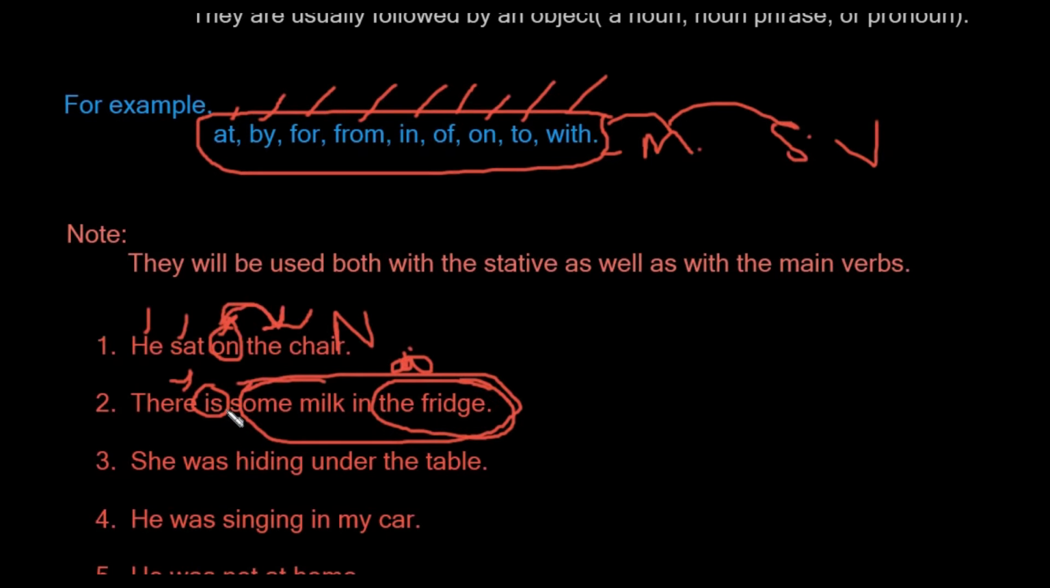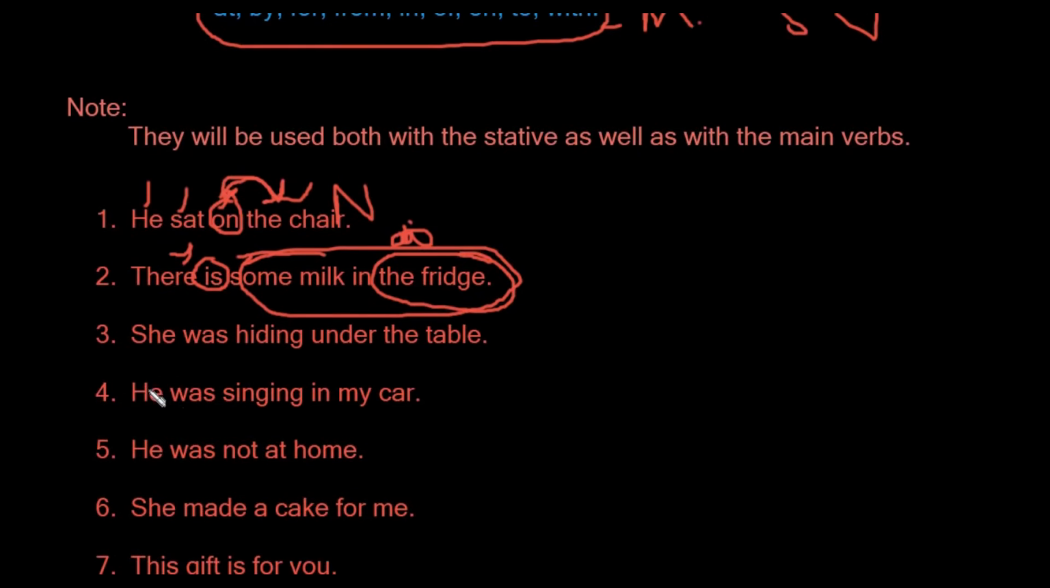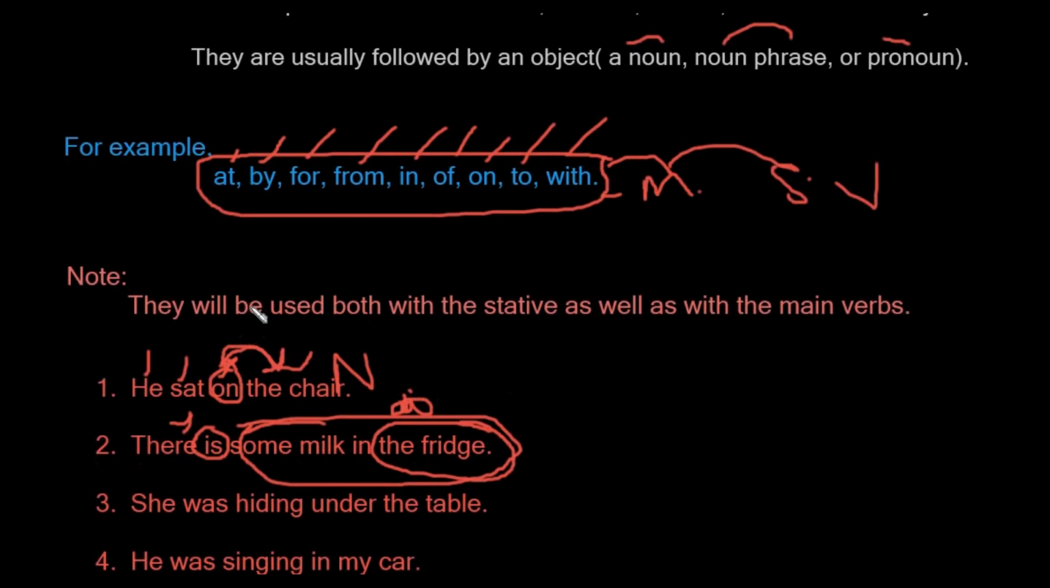There is what? There is could be anything. So some milk is the complement, and it is completing this whole sentence, and it is called the complement sentence. I will tell you what the complement sentences and other things are in the section on sentences, but you should memorize it right now. Like I said before, it could be used with the stative verbs and the main verbs. So this is a main verb and this is the stative verb.